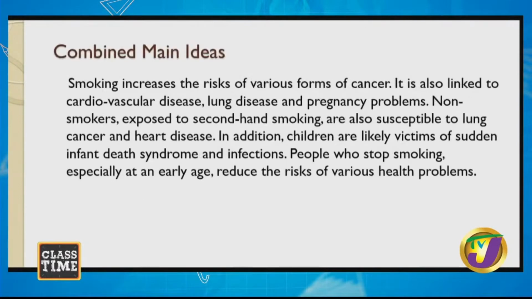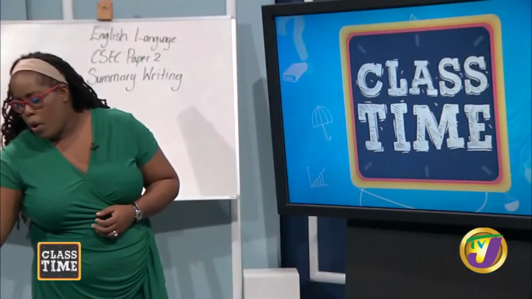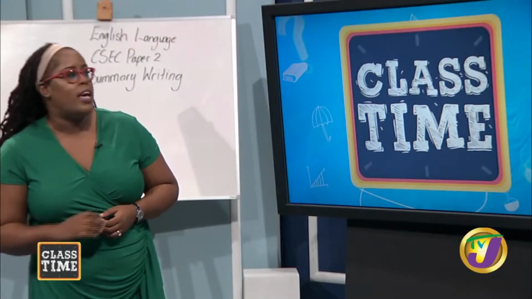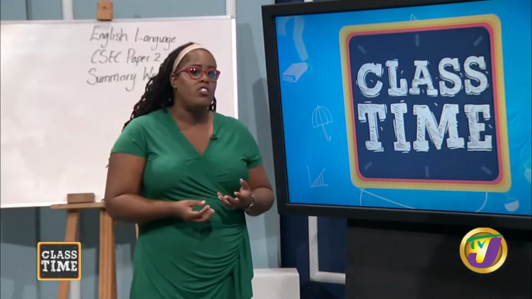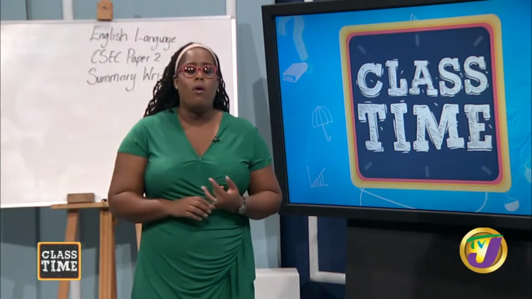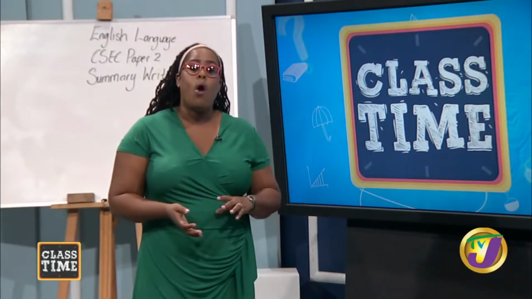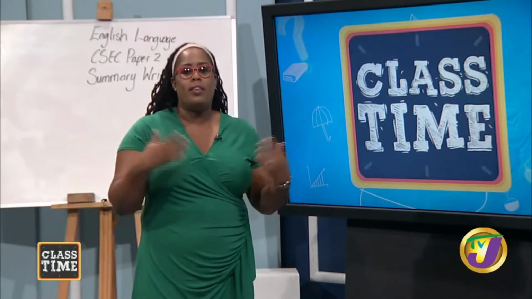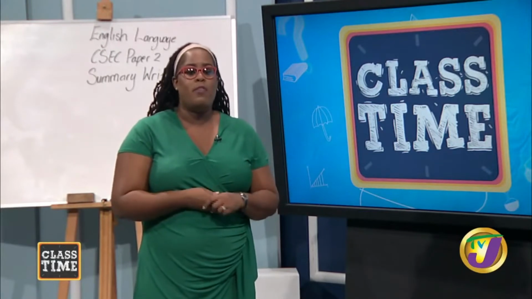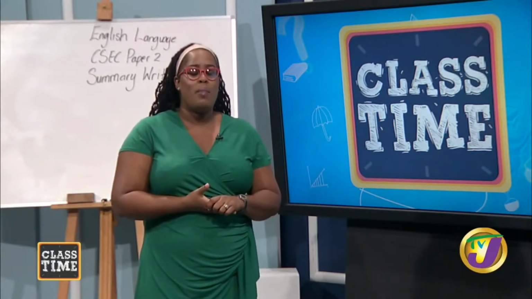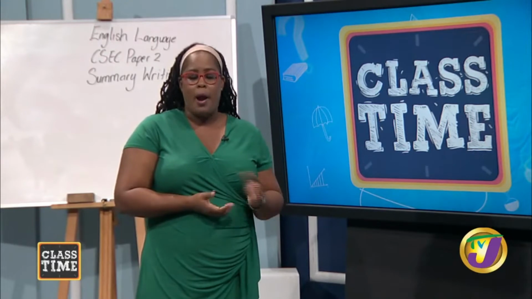All right. Now, before we get to combining the main ideas, what we're going to be looking at is the highlighted portions of each paragraph. Now, remember, we need to understand what the paragraph or the extract is saying first before we're able to determine what the main ideas are.